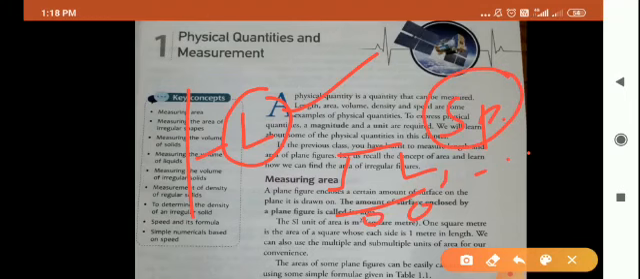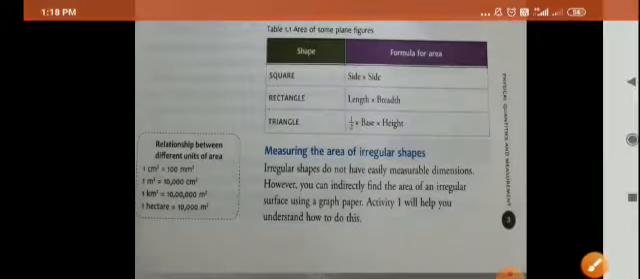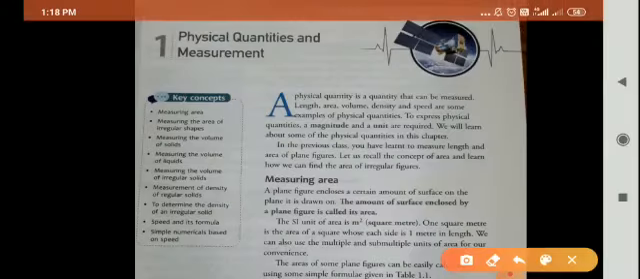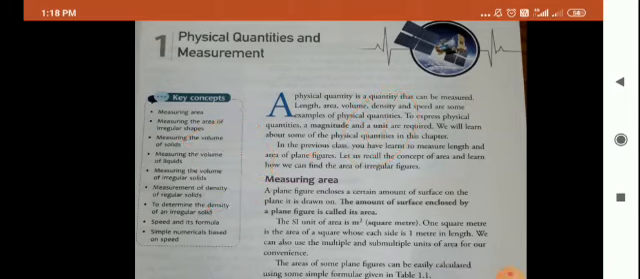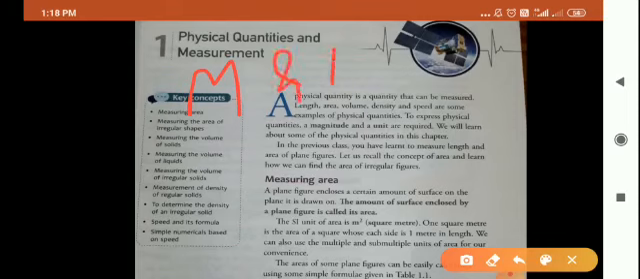Similarly, can you measure the volume of water? Yes. So this volume is again a physical quantity. Now children, how do we express a physical quantity? We express a physical quantity by a combination of a magnitude and a unit.